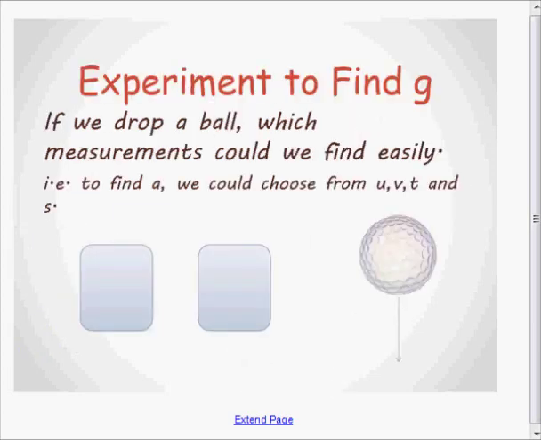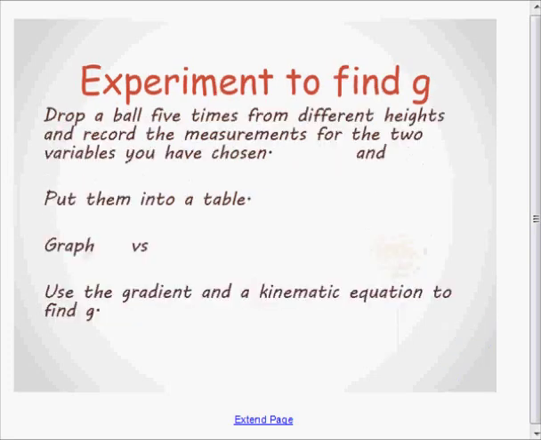So, if you want to find out what G actually is, you could drop a ball. In this case, you can measure the time, and you can measure the distance that's covered. So S and T are the two things we can measure. If we drop a ball 5 times from different heights, we're going to do this in class. Remember, the two variables you've chosen are S and T. We're going to put them into a table.